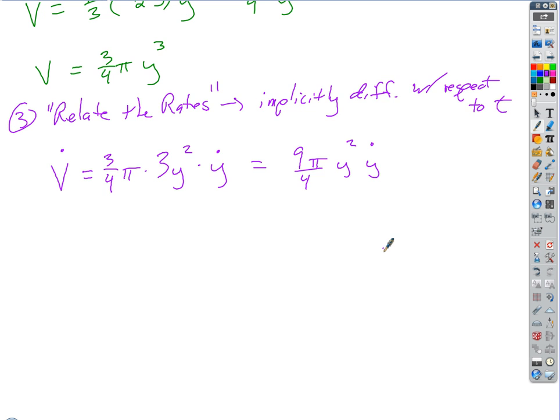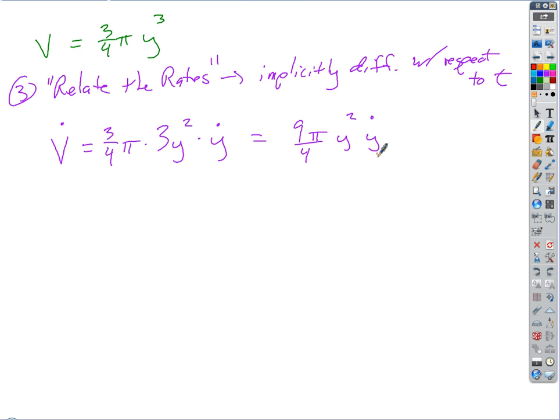Last step, plug and chug. We'll just isolate the part that we're trying to find. So y dot equals what? I'm going to multiply by 4/9, so I get 4 V dot over 9 pi y squared, everybody agree? Multiply by 4 and divide by all that stuff, multiply by the reciprocal, in other words. And so now I just plug in values.